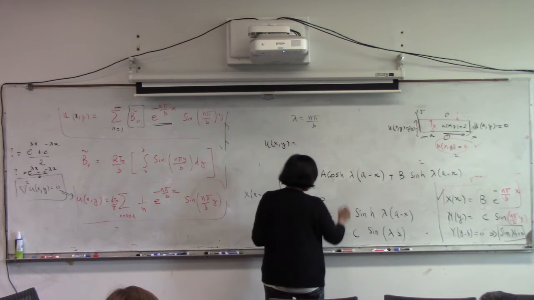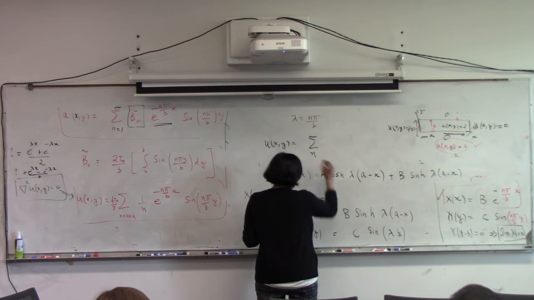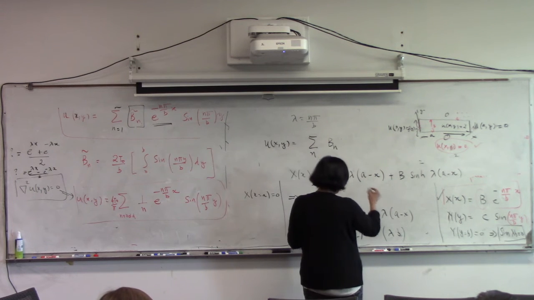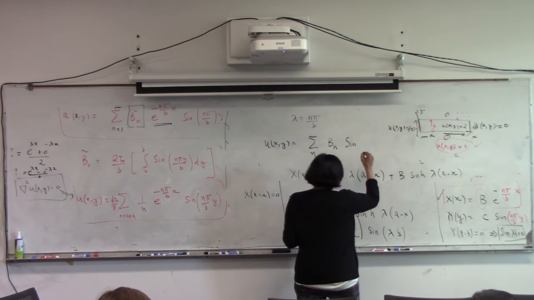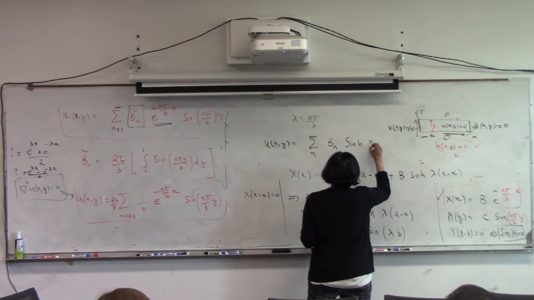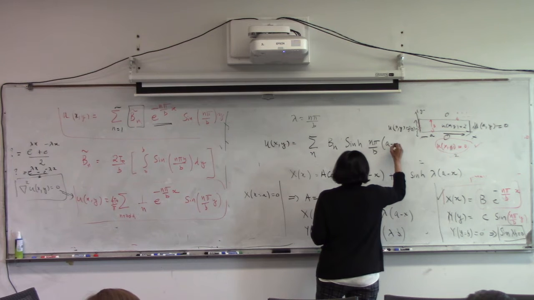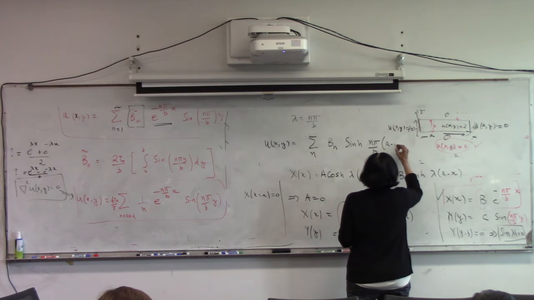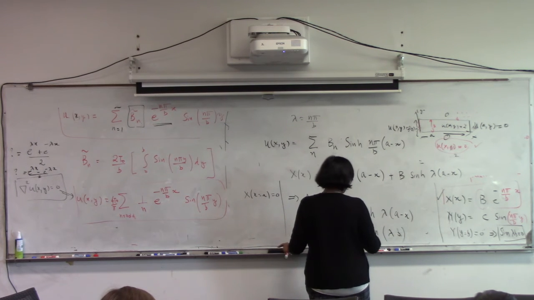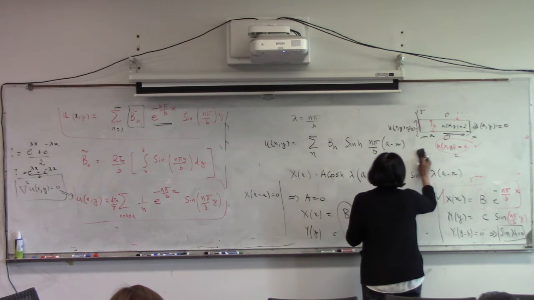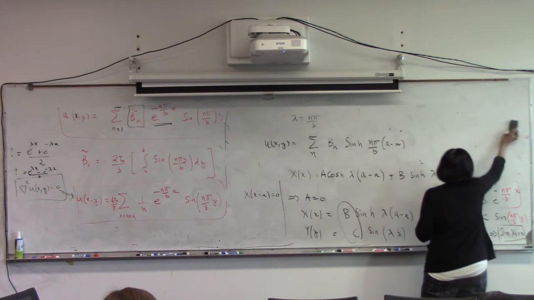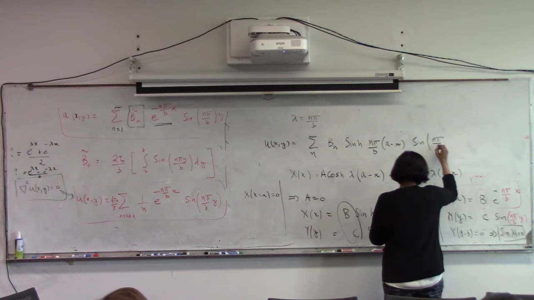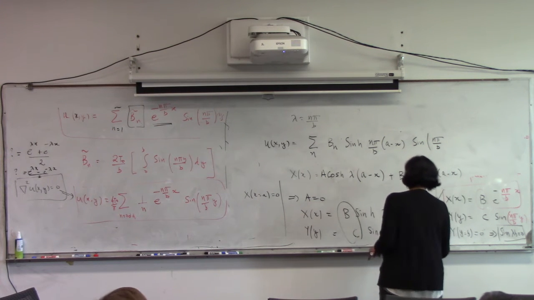So the solution is the following. The general solution will be, once I put n, because n can be anything, it's a product of b and c, which I can call b_n, doesn't matter, some coefficient that I have to evaluate. Sine hyperbolic n pi over b a minus x. This is small x, okay, that function, times sine of n pi over b lambda.